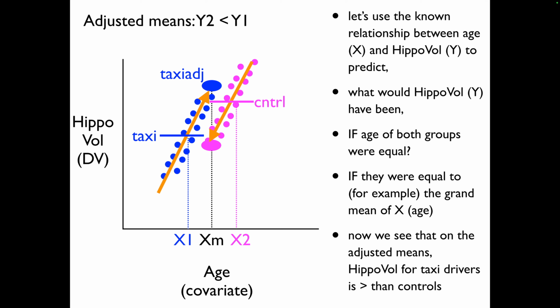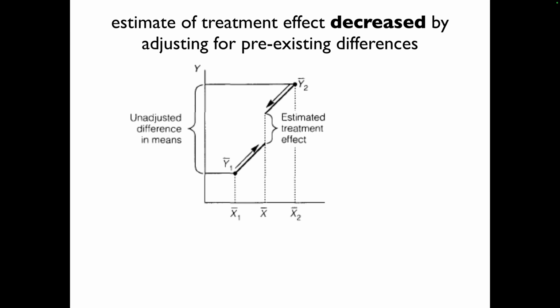And in this case, it would actually completely flip the effect, right? When we equate the two groups on age, now taxi drivers, according to our model, have a greater hippocampus volume than controls. Whereas before, the raw means, the raw averages, taxi drivers had a lower hippocampus volume than controls. So by statistically adjusting for the relationship between age and hippocampus volume, we've completely flipped the order of the effect here, which can happen. And those are called adjusted means.